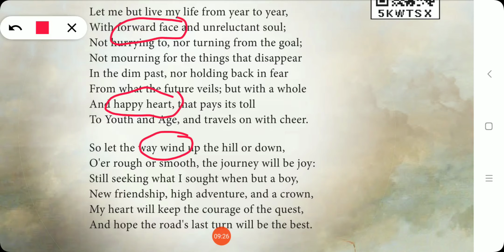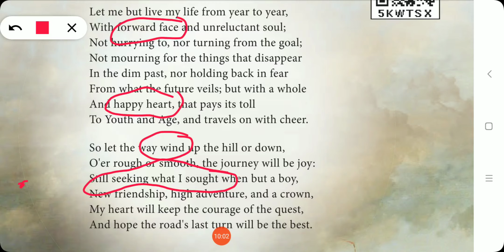Then what are the other alliterated words we can see? See in this line: still, seeking, sought. So still, seeking and sought are alliterated words. All begin with the same letter and same sound. So it is not necessary that there should be only two alliterated words in a line. We can find any number of alliterated words and any number of alliterated pairs in a line.